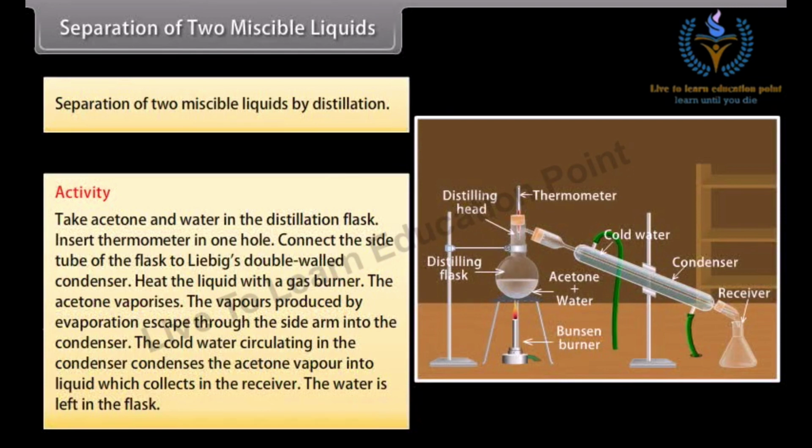Connect the side tube of the flask to Liebig's double-walled condenser. Now heat the liquid with a gas burner. The acetone vaporizes. The vapors produced by evaporation escape through the side arm into the condenser. The cold water circulating in the condenser condenses the acetone vapor into liquid, which collects in the receiver. The water is left in the flask.